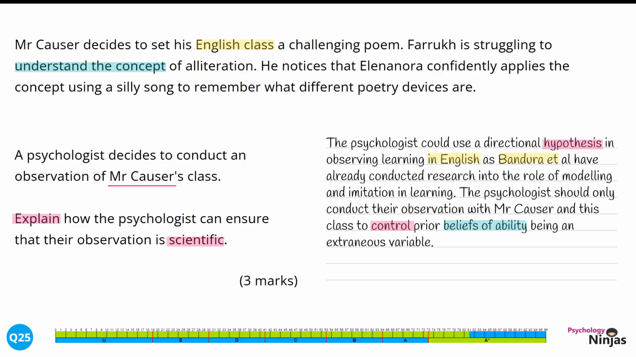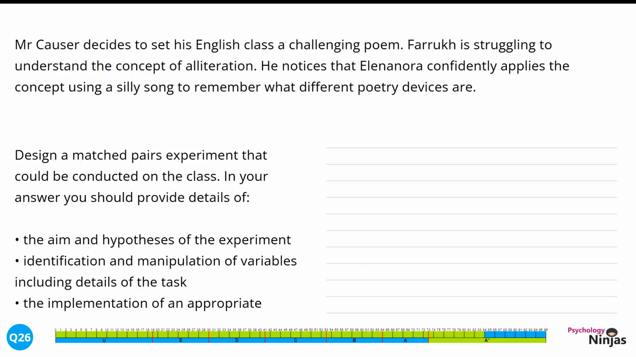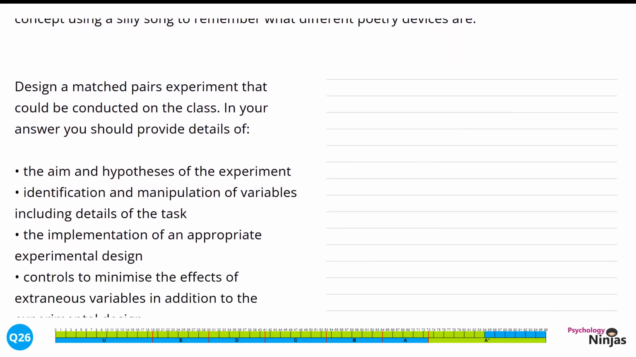For our 3rd mark, we're going to link in a 3rd feature of science. The psychologist could create an observation schedule of expected classroom behaviours to aid replication. We've identified replication as an additional feature of science. We've linked this into the STEM in terms of expected classroom behaviours, and we can tick this off in our STEM as well. Design a matched pairs experiment that could be conducted on the class.